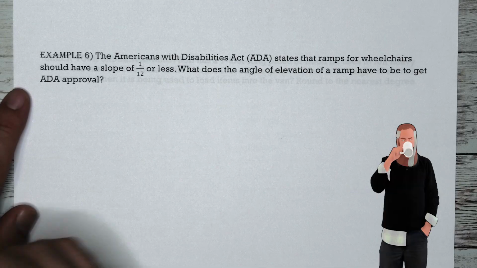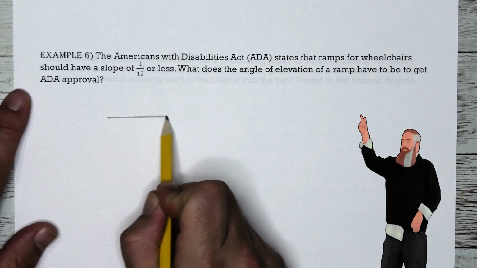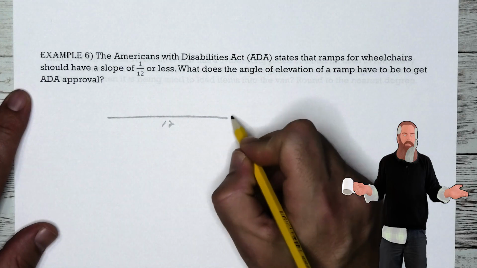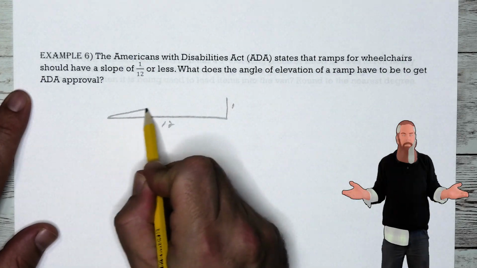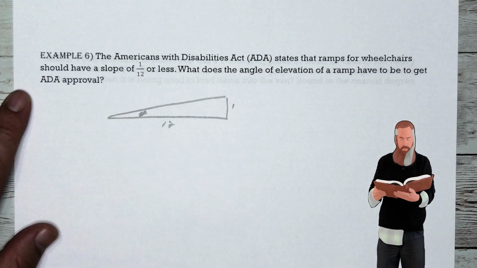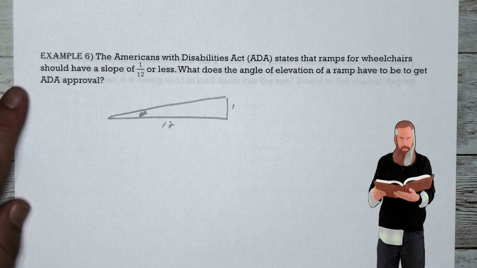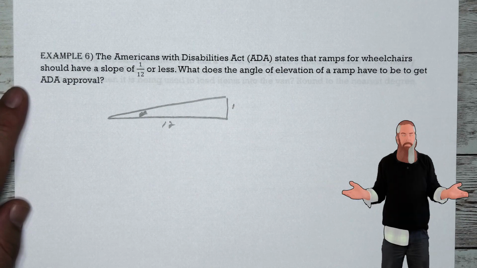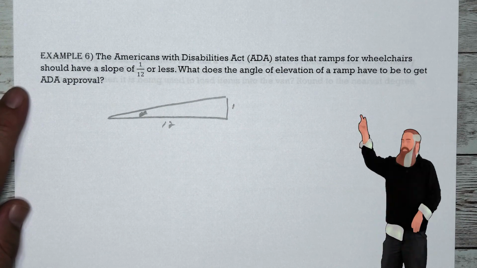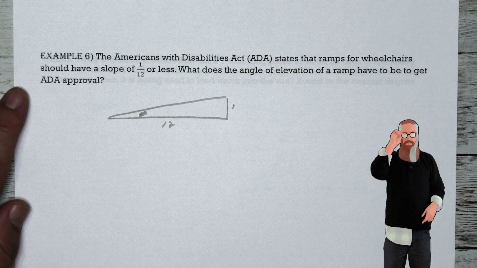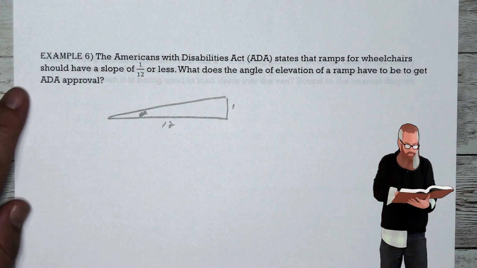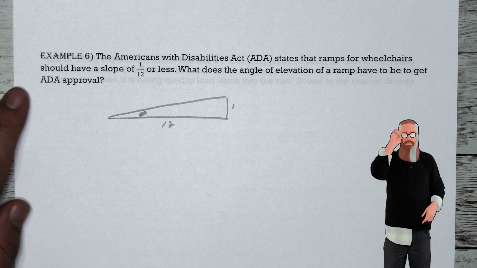So we're going to draw a diagram that shows 1/12, meaning that it is 12 long and 1 high. What we're trying to find is this missing angle. Notice that the given rise and run are the opposite and adjacent sides of a right triangle. Therefore, this problem involves the tangent. However, in this case, angle A is not given.